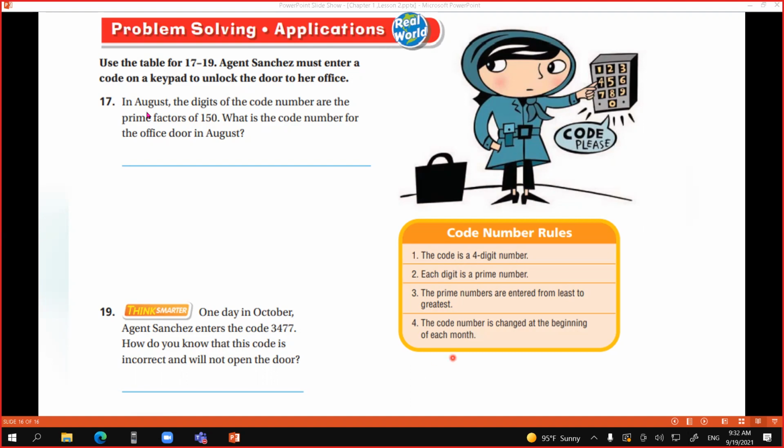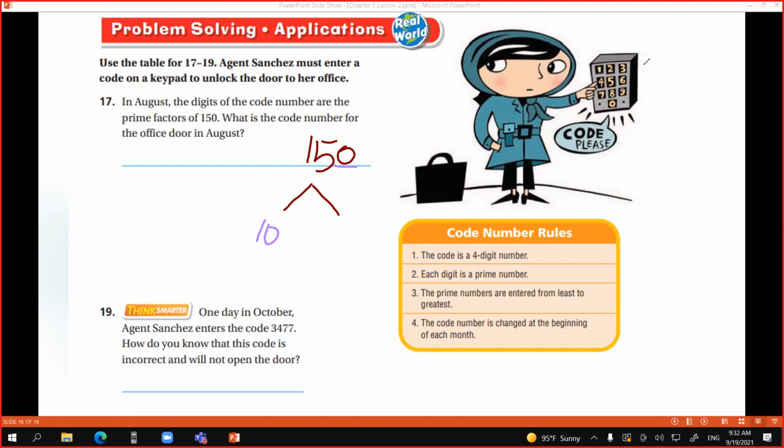Now look at number 17 here. In August, the digits of the code number are the prime factors of 150. So after they multiplied them, they found that they are 150. What do I have to do first? I have to find the prime factorization of 150. Now, what is the last digit here of 150? It's 0. So one of the factors will be 10.